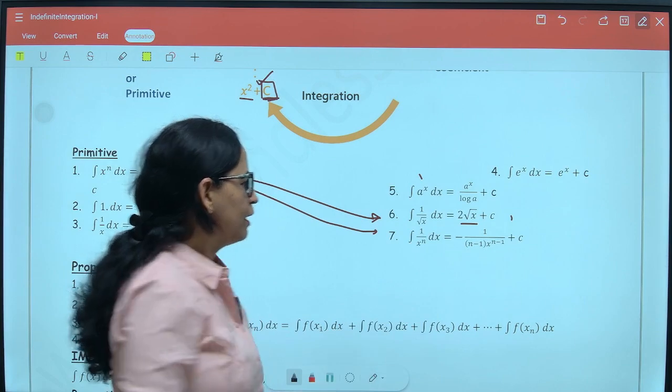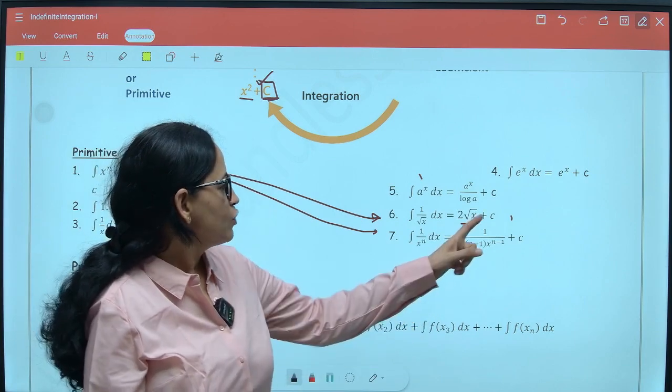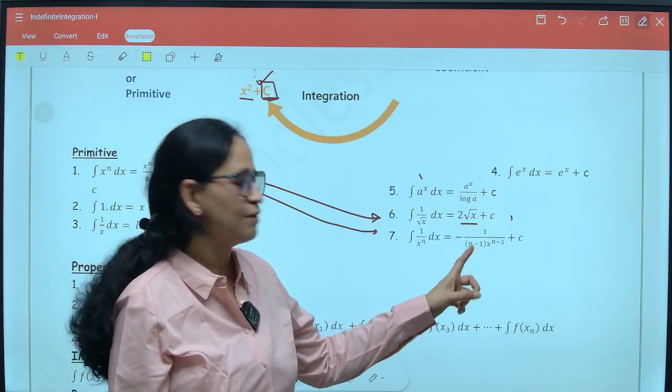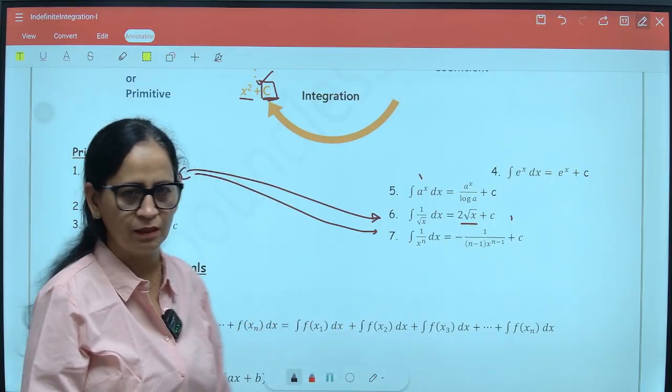1 upon x to the power n is actually x to the power minus n, so the integral is minus 1 upon n minus 1 times x to the power n minus 1, plus c, right?